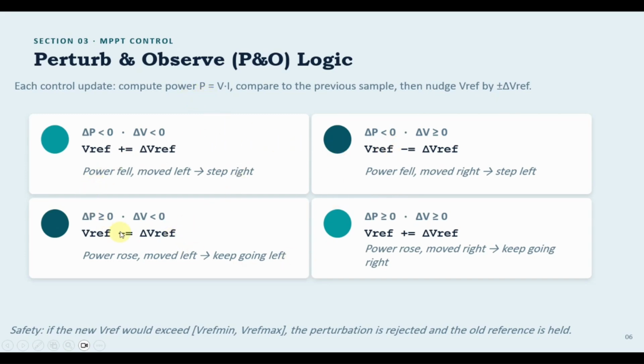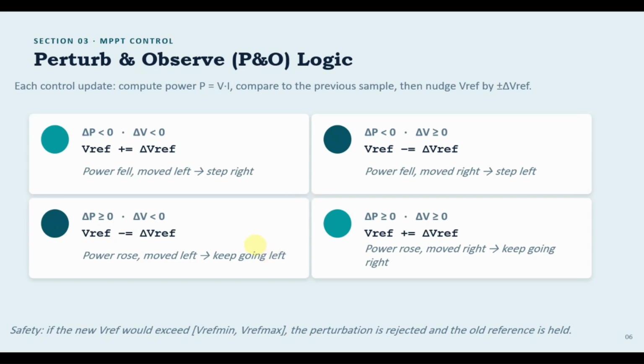If power dropped and we just moved the voltage down, that was the wrong direction, so we reverse and step up. If power dropped after moving up, we also reverse, stepping down. But if power went up no matter which way we moved, we just keep going that same direction because we're climbing toward the peak. There's also a safety check.